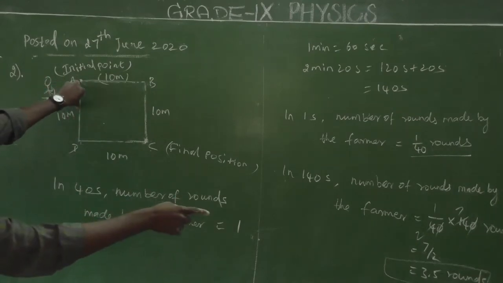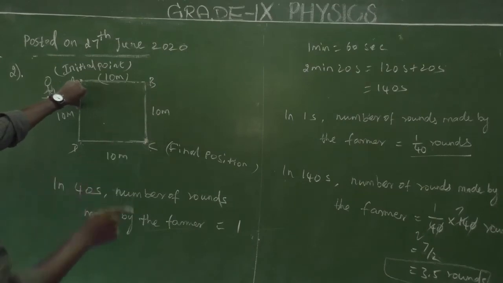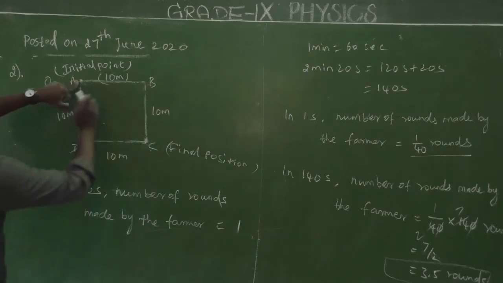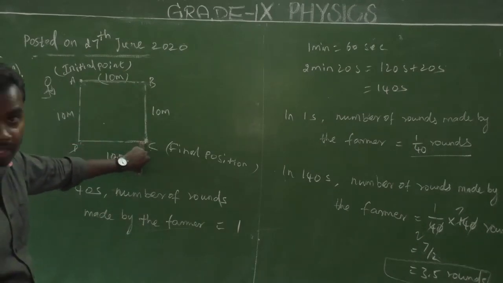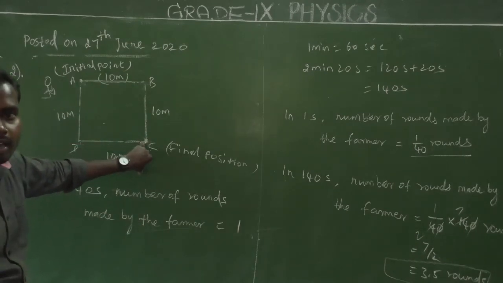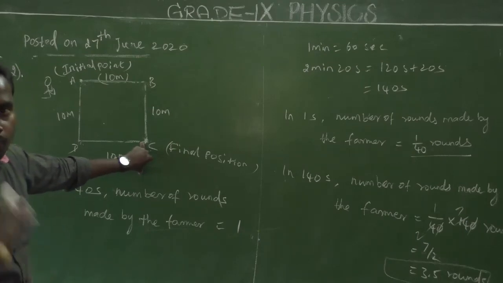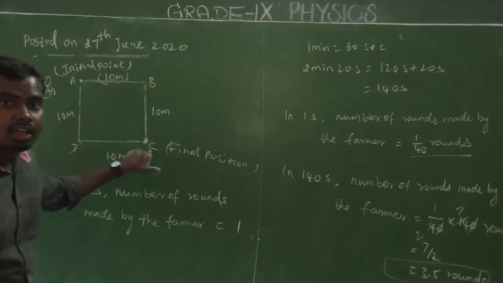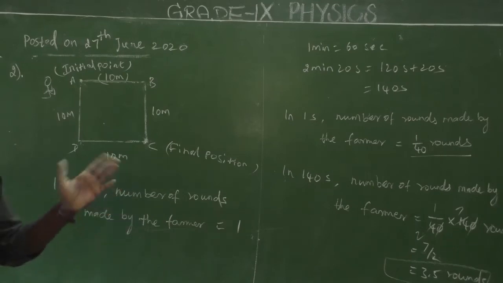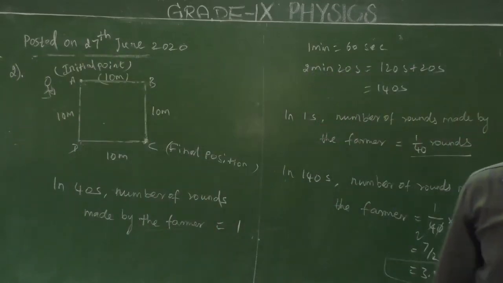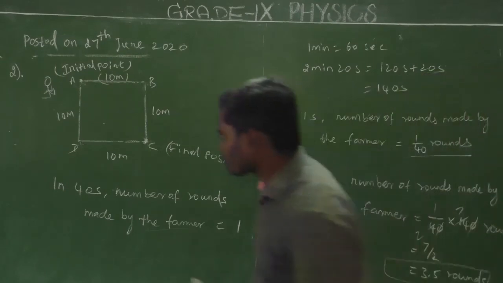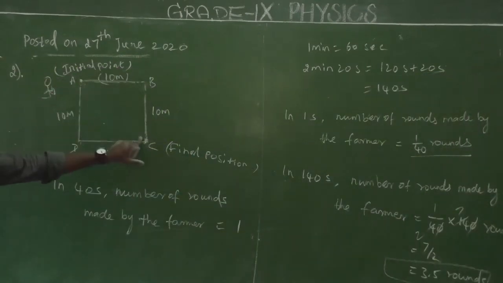But how many rounds at the end of 2 minutes 20 seconds? 3.5 rounds. So this is a quarter and this is a half. So C is considered as the final position of that farmer. Finally the farmer comes to position C from position A, after 3.5 rounds at the end of 2 minutes 20 seconds. So this is the initial position, this is the final position.